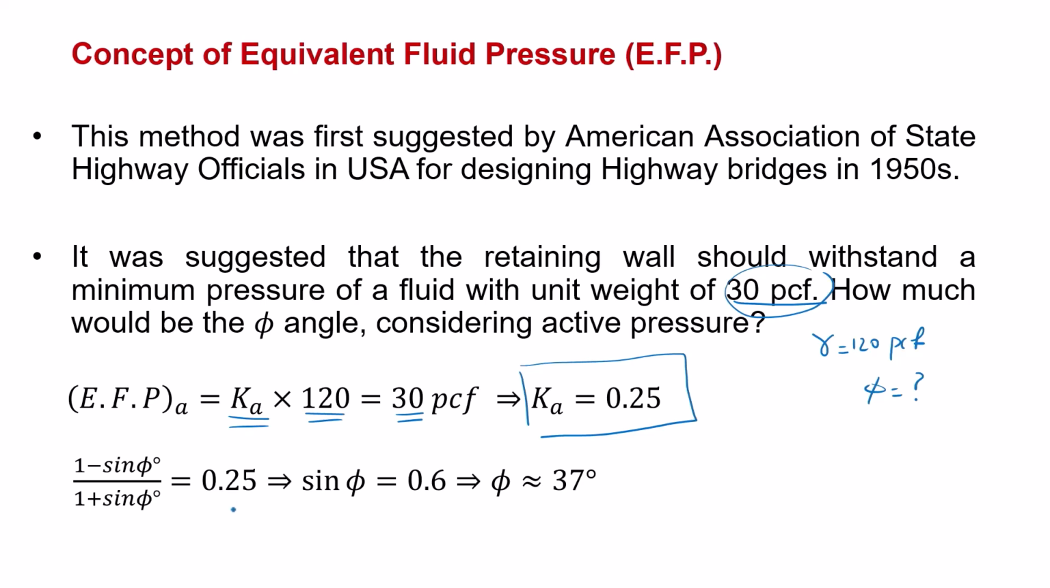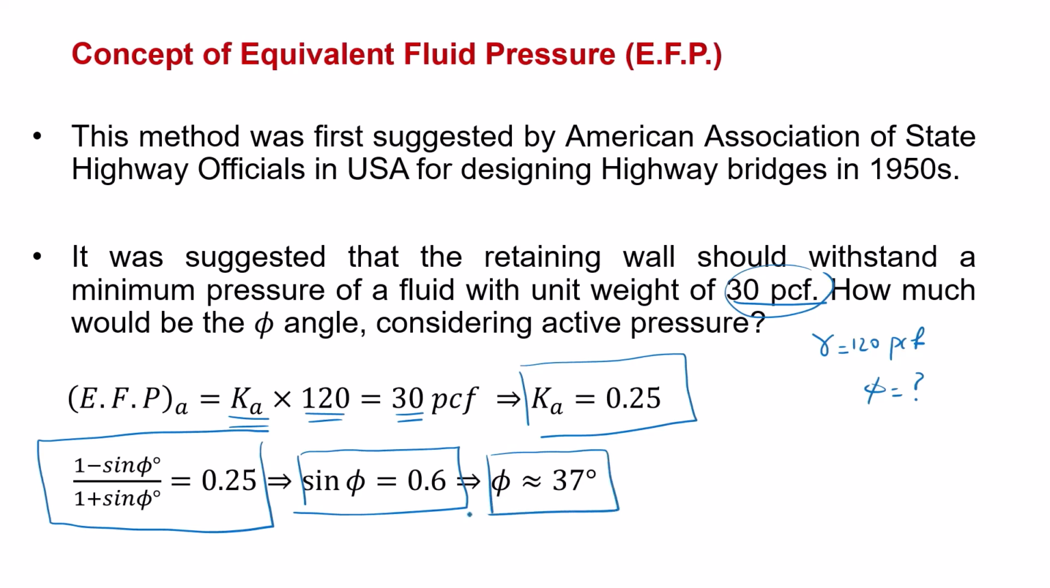Next, we can use Rankine formula for active pressure and say that 1 minus sine of phi divided by 1 plus sine of phi should be equal to 0.25. This gives that sine of phi should be equal to 0.6, which means that phi should be approximately equal to 37 degrees. So to produce an E.F.P of 30 PCF, the soil must have a friction angle of about 37 degrees. That is actually a relatively high value, which suggests a dense and well-compacted granular soil, such as gravel or coarse sand, not a loose or soft material.